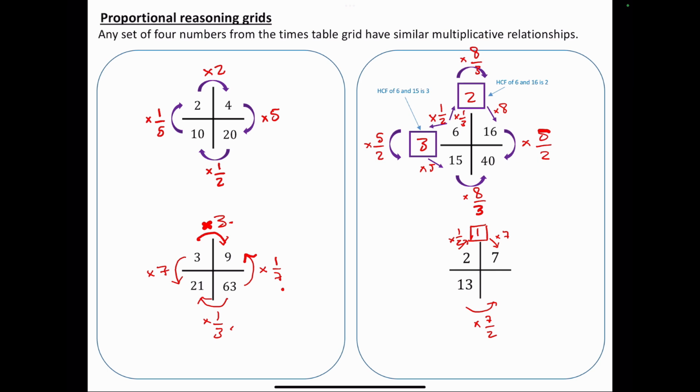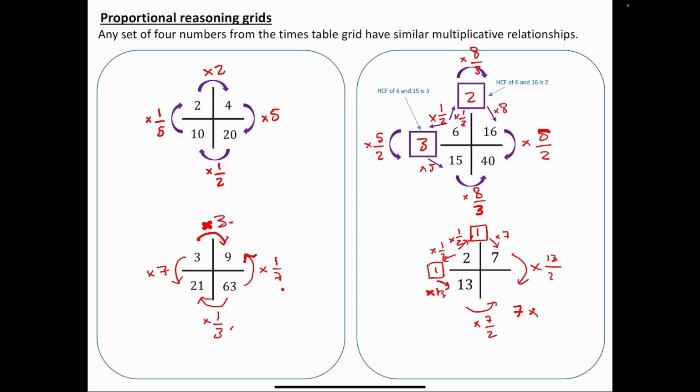I could also go the other way. 2 and 13 are both co-prime as well, so they're both in the 1 times table. To get from 2 to 1, I'm timesing by 1/2. And from 1 to get to 13, I'm timesing by 13. So overall, I'm timesing by 13 over 2. So either way, it doesn't matter which way you're going. It's going to be quite tricky either way because these are horrible numbers.